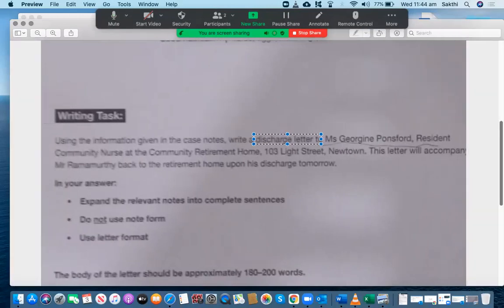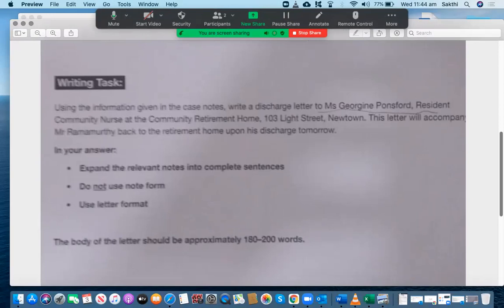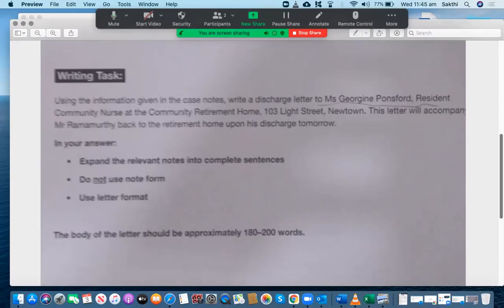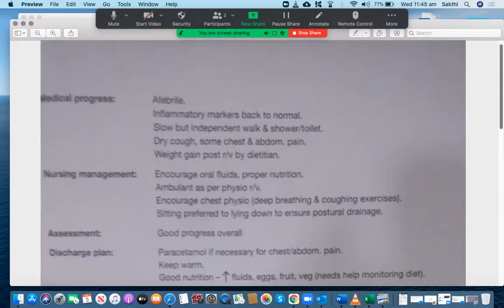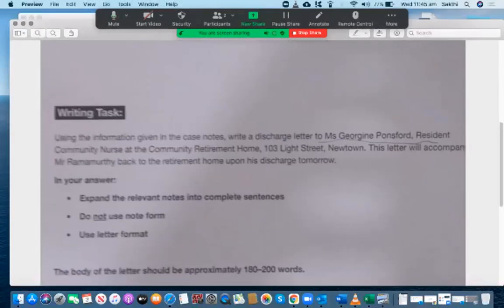Yeah, it's not good. And you are writing this letter to refer back to someone. What I mean is, when the patient is going back to the nursing home, he came from that same nursing home. Yes. In that case, you just discharge him back into your care. Simple. I'm writing this letter to discharge him back into your care. That's it. Simple. Okay.